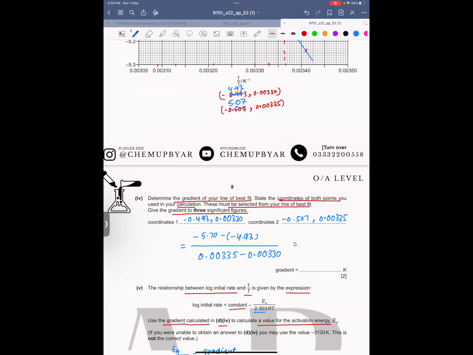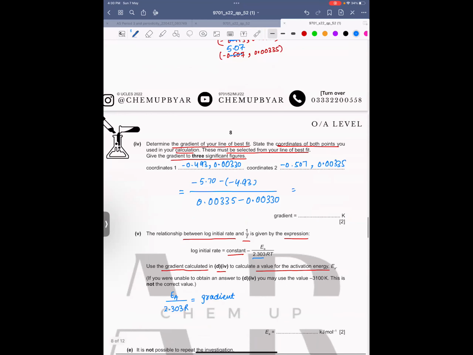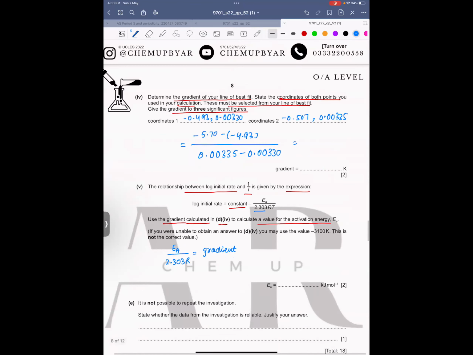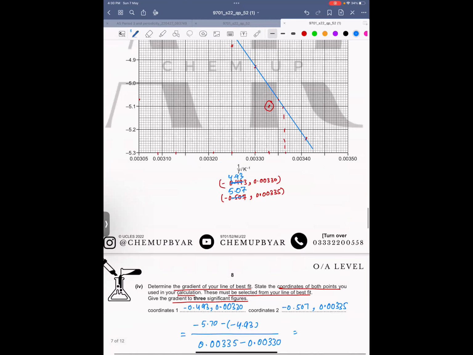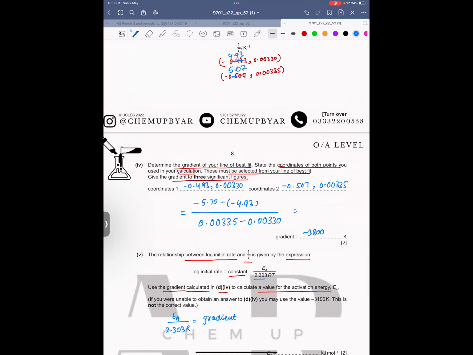Yes. Can you tell me the gradient again? Negative 2800. 2800. Yes. Okay. Negative 2800 is the gradient. Okay.